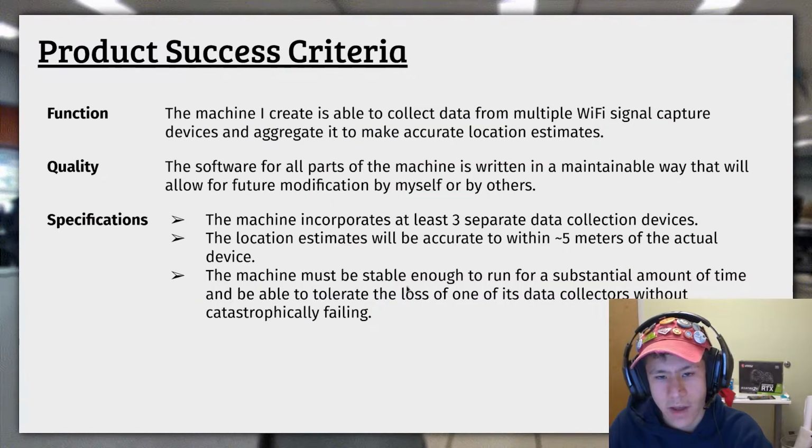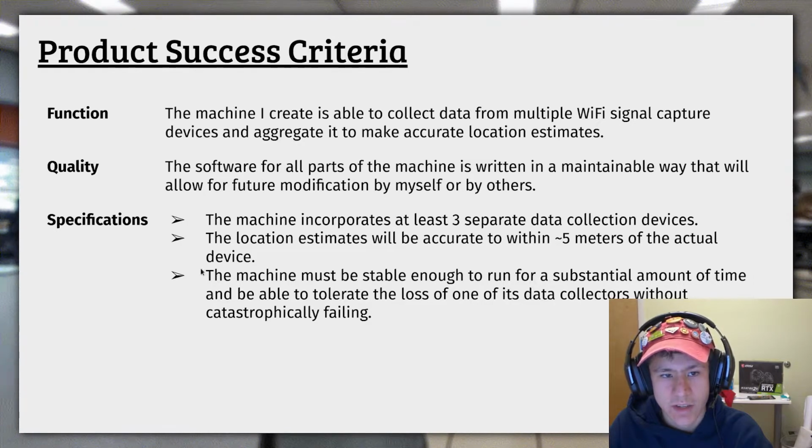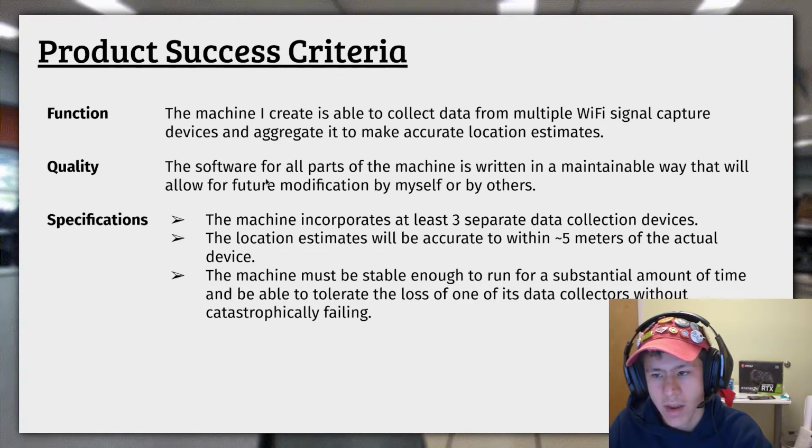Once I had figured out that my project was actually feasible, I decided to set out some success criteria. For the function of my machine, I decided that it needs to be able to collect data from multiple different Wi-Fi signal capture devices and aggregate it to make accurate location measurements. For the quality, I said that all software for the machine needs to be written in a way that's maintainable and will allow for future modifications by myself or by other people once I release the code under an open source license.